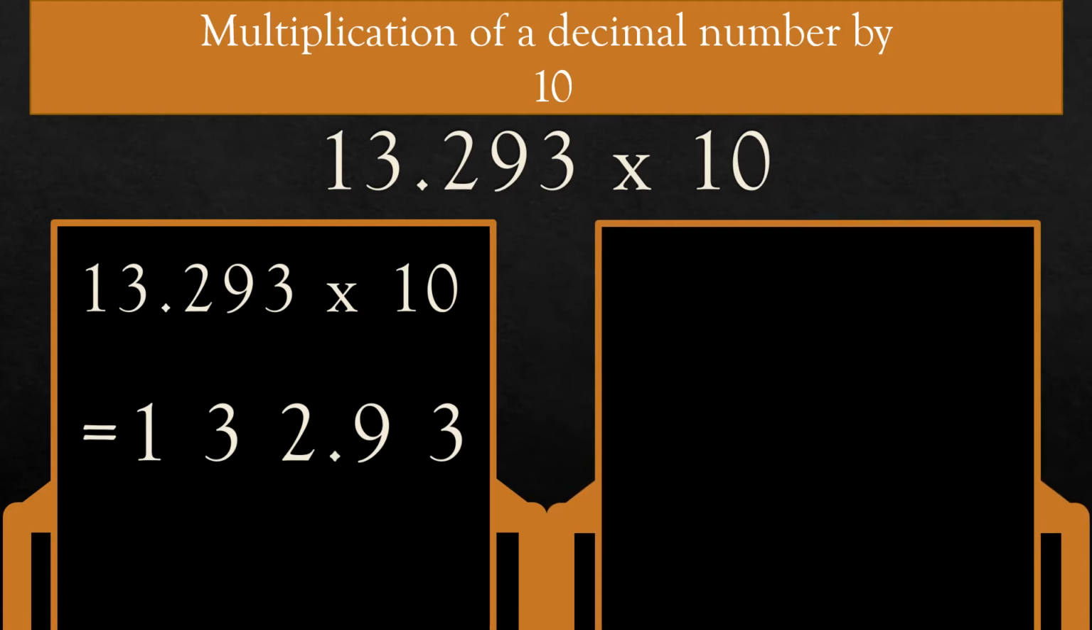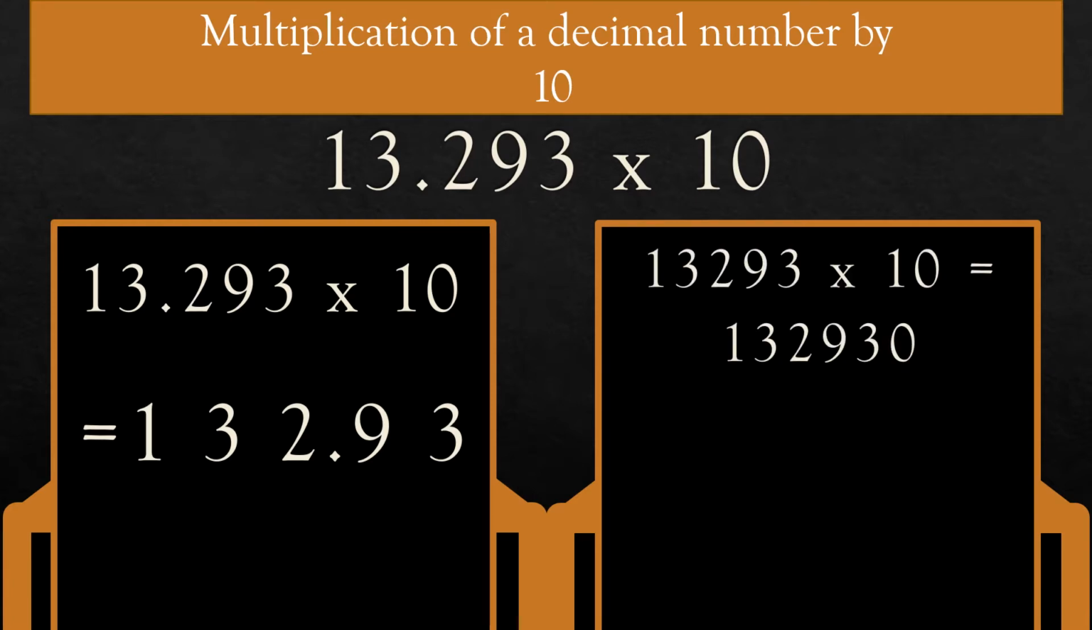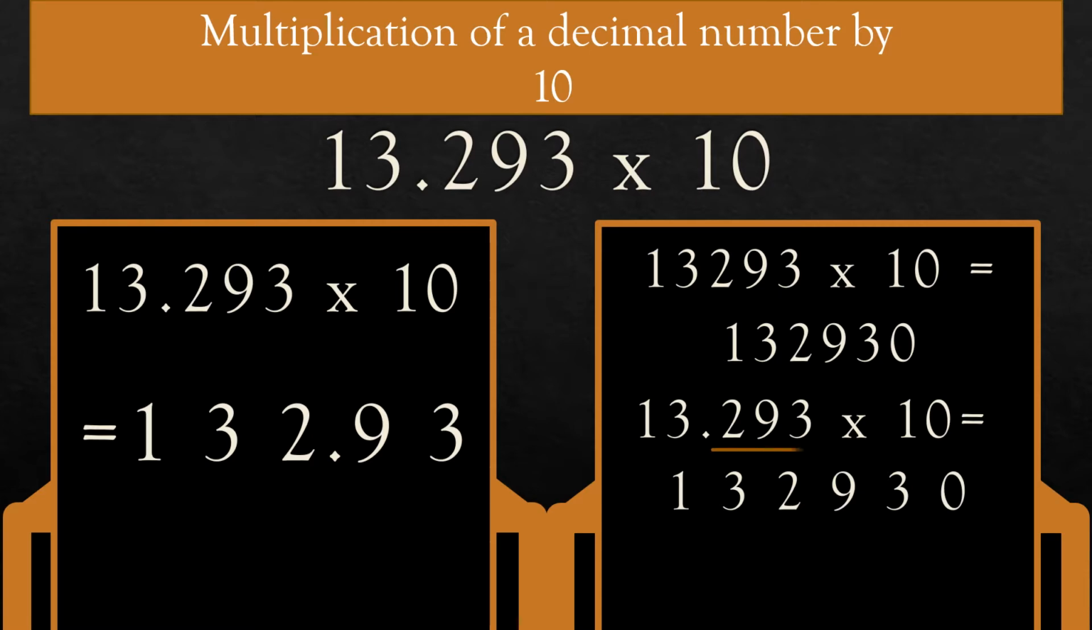Multiply 13.293 by 10, ignoring the decimal point. And everyone knows 13,293 multiplied by 10 is equal to 1,32,930. Now tell me how many digits after the decimal in 13.293? 3. So count 3 digits from the right, 1, 2, 3, and place the decimal in the product. So the answer is 132.93.